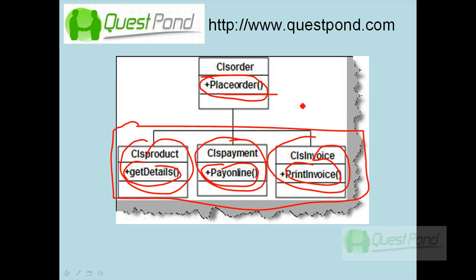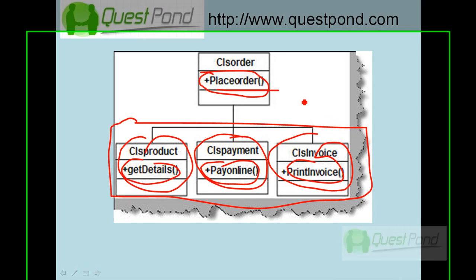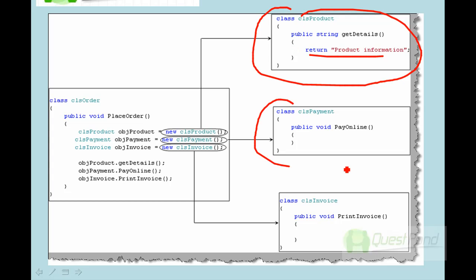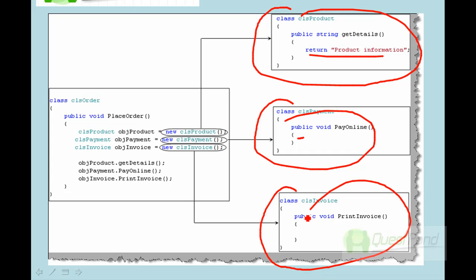So it's an extra class. A facade is nothing but an extra class which you create, and you aggregate all these classes to achieve that functionality. Here's the actual code implementation of it. Here's a CLS product, which returns you the product information. Here's a payment, which will do a payment online. I have not implemented anything, it's just for demo purposes. Here's an invoice, which prints your invoice.